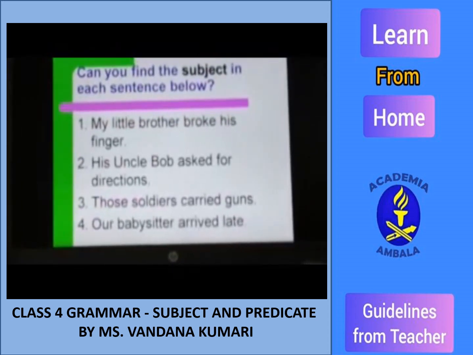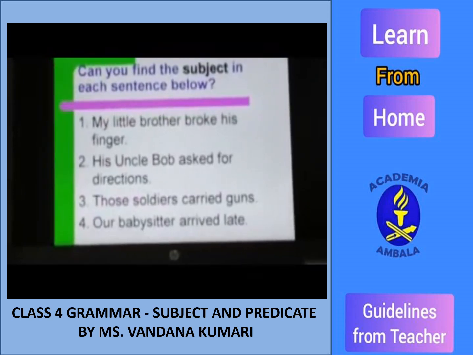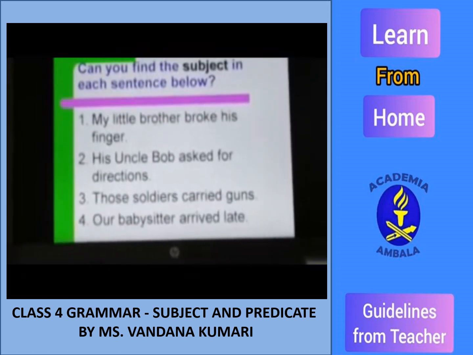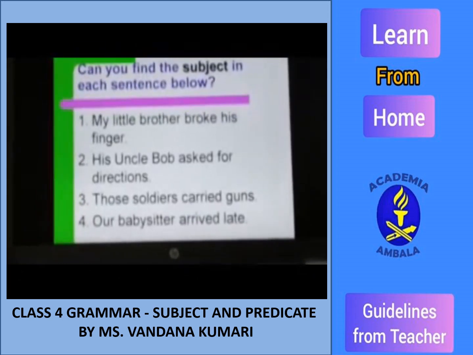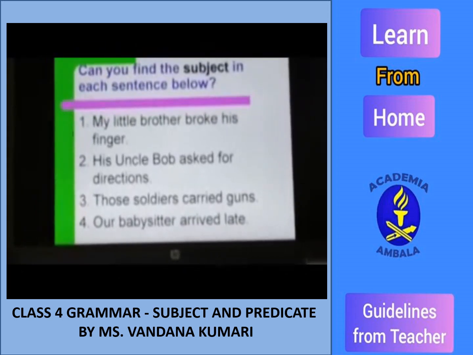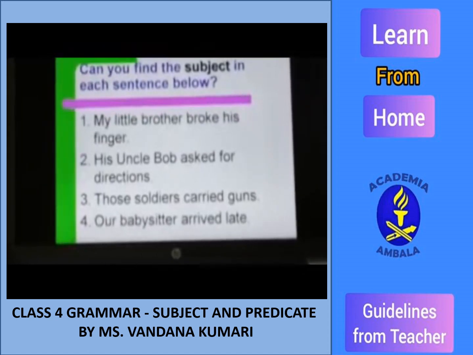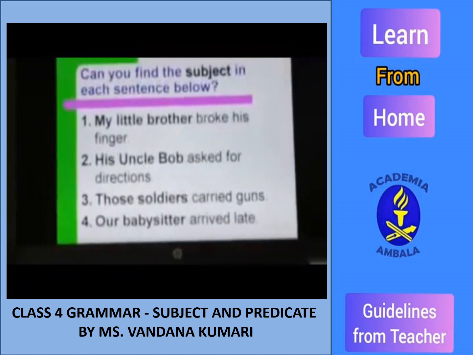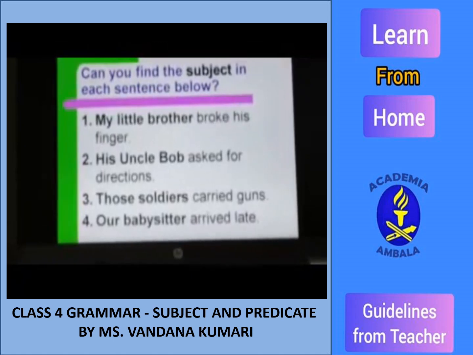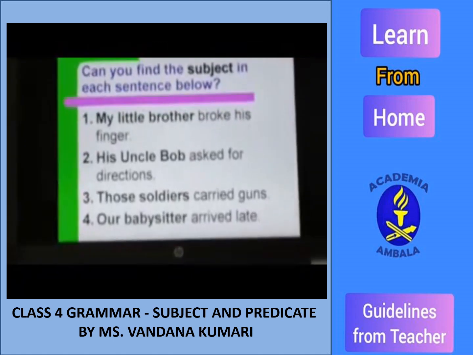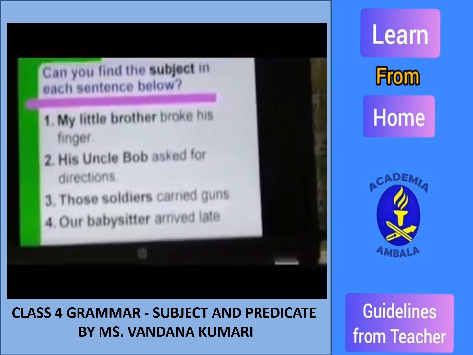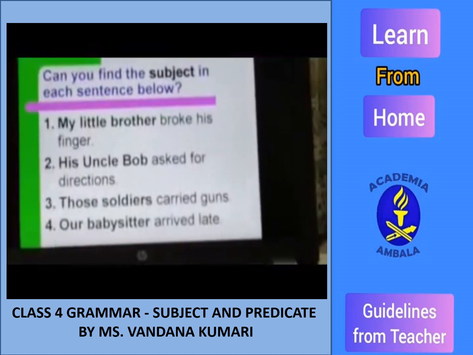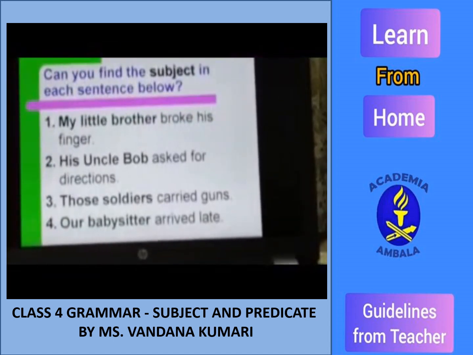Can you find out the subject in each sentence below? My little brother broke his finger. In the second sentence, his uncle Bob asked for directions. Those soldiers carried guns. Our babysitter arrived late. Now in all these sentences, you can easily see the darkened words. In the first sentence, who broke his finger? When you find out the answer, you can easily identify the subject.